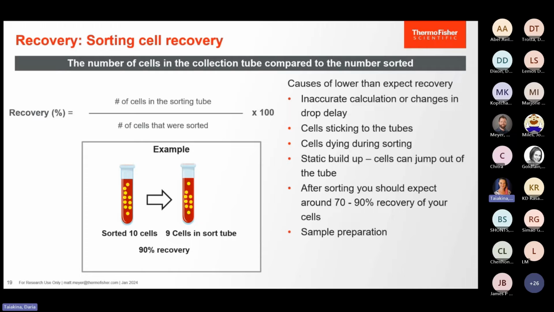Static buildup is another one. If you do a very long sort, you can actually get some static buildup on the actual tube, say a polystyrene tube. The cells can actually be repelled, so they'll jump out of the tube. And then ultimately, on a majority of applications, I like to say 70 to 90% recovery.